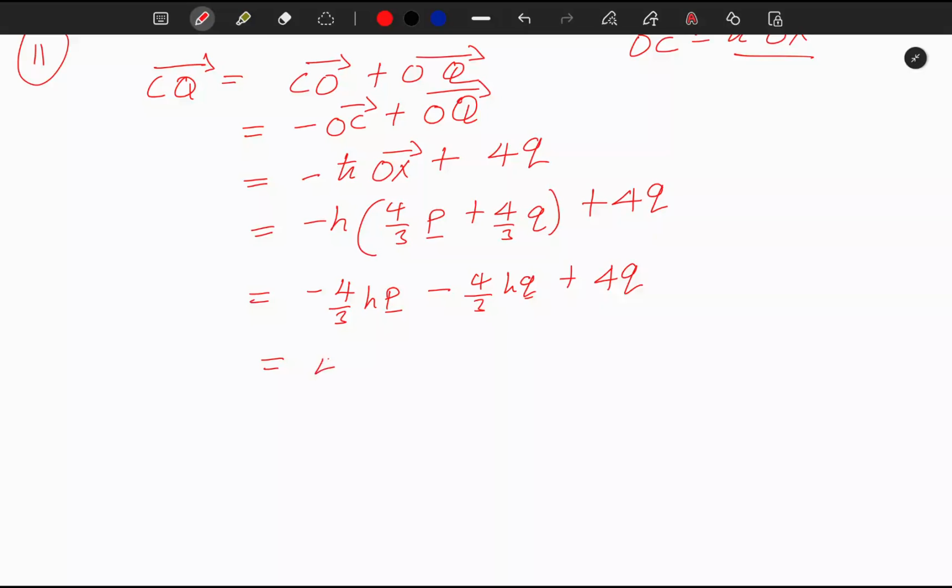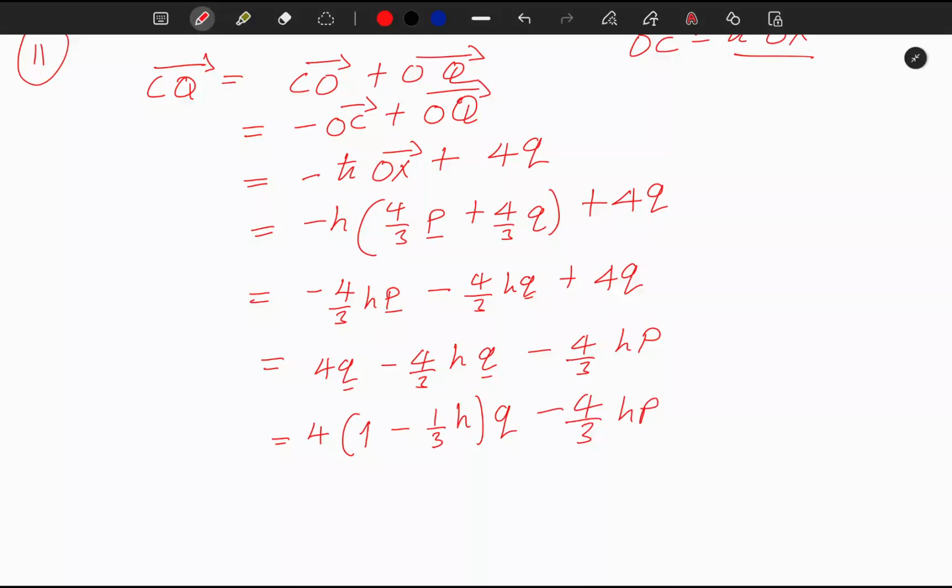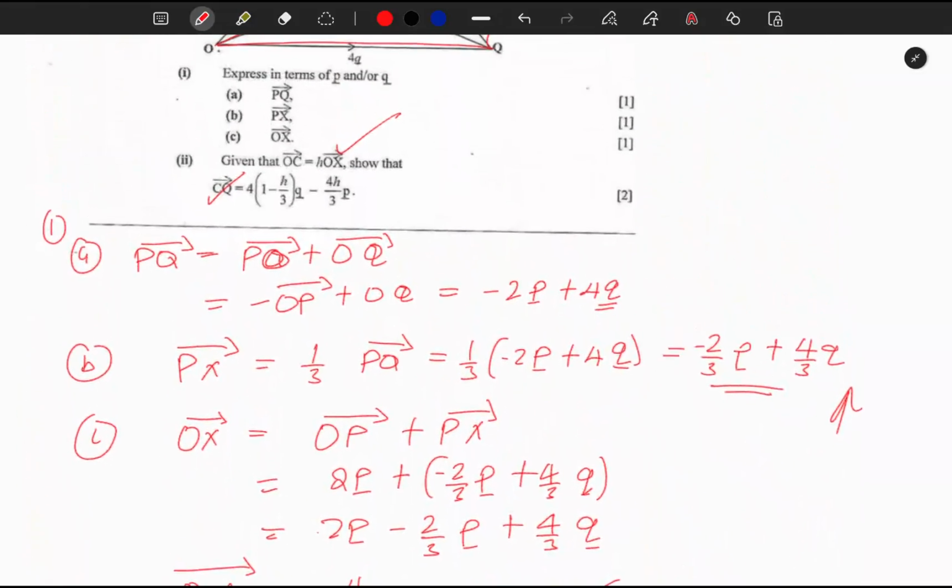All you are doing is just factorizing and it is done. Just collect the like terms if you want. So I can put 4Q here minus 4 over 3 hQ, minus 4 over 3 hP. So if I factorize, what is common here? 4 is common, so I'll remain with the 1 minus, here I'll remain with the 1 over 3 h. Q is common, take it out. Minus 4 over 3 hP. Isn't it what the question is telling us?